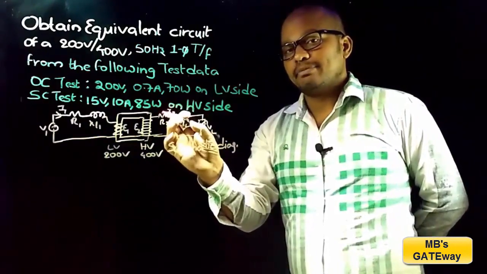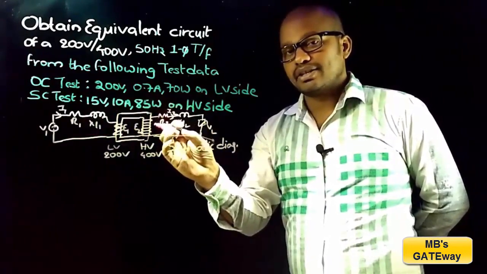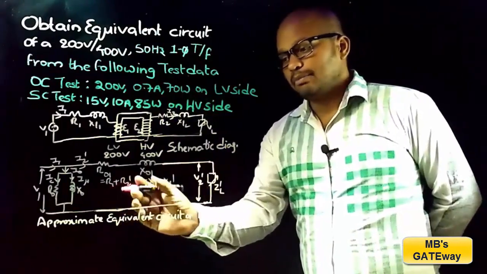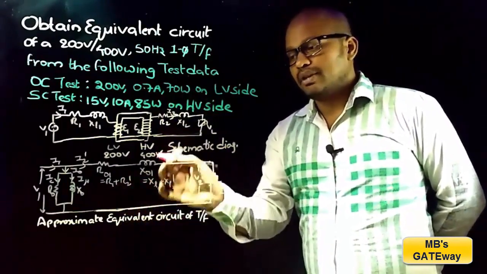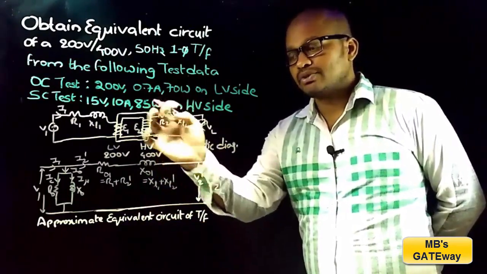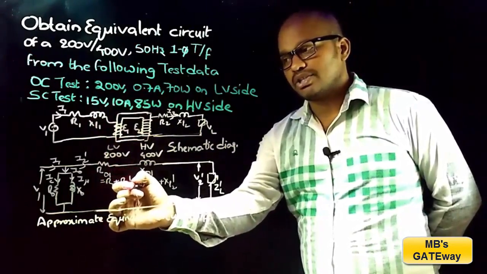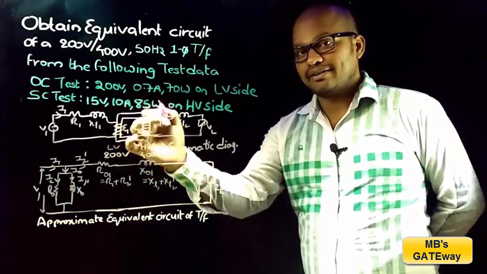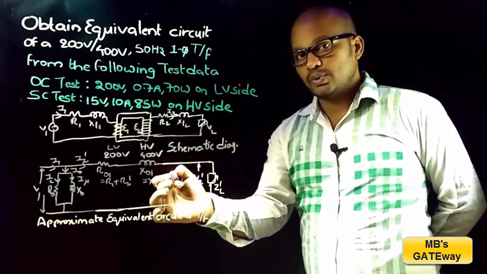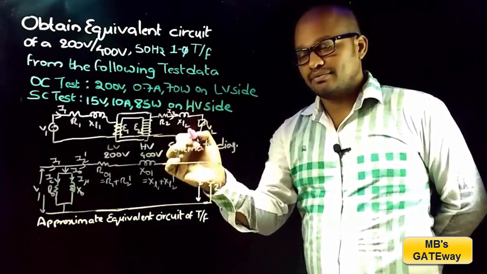By bringing the secondary side parameters to the primary side, or by bringing primary side parameters to the secondary side, we can obtain the electrical equivalent circuit of transformer. And this is the approximate equivalent circuit of transformer, obtained by transferring the secondary side parameters to the primary side. So R01 is equal to R1 plus R2 dash, where R2 dash is the transferred secondary resistance, and similarly X01 is equal to XL1 plus XL2 dash, where XL2 dash is the transferred secondary leakage reactance.